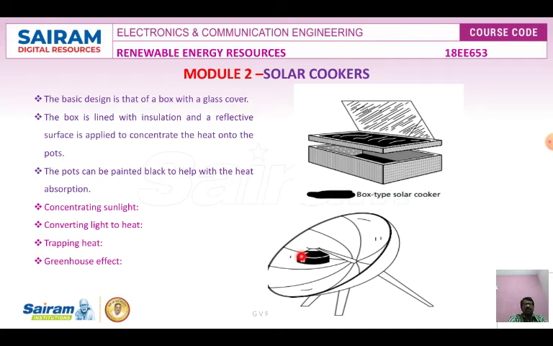One more type is the parabolic dish type. All the sun rays are collected by this parabolic dish, and a pot is kept over the dish. The pot is painted black, so it receives all the heat energy and converts the light energy into heat energy. And the food inside the pot will be boiled or cooked.